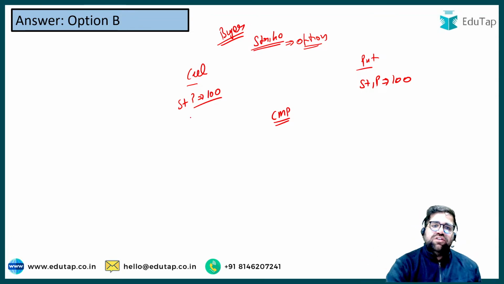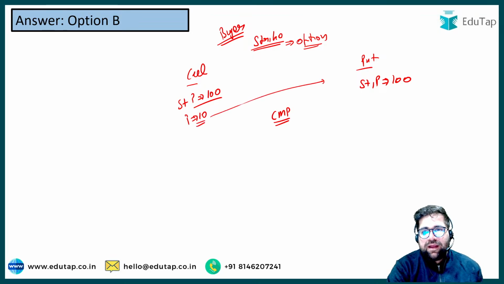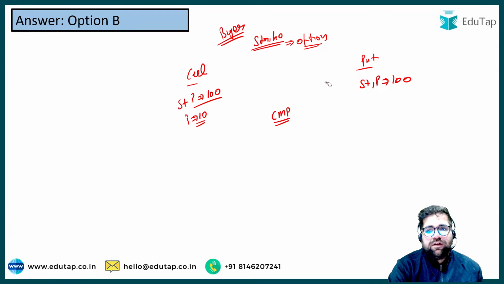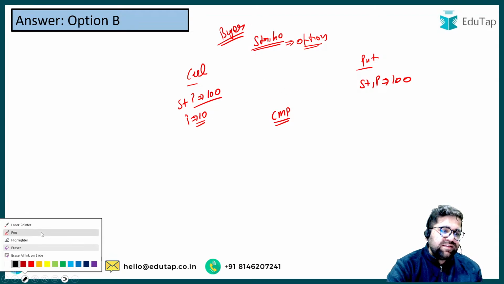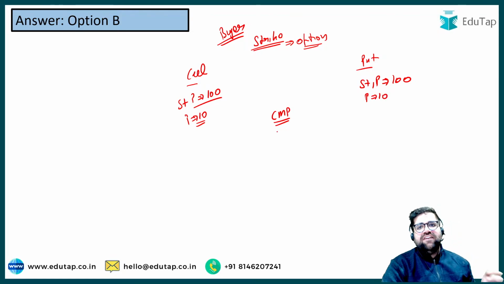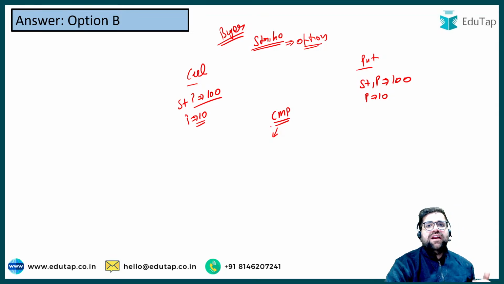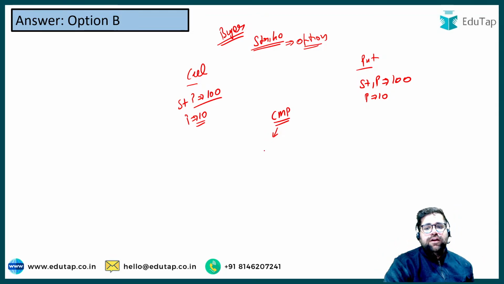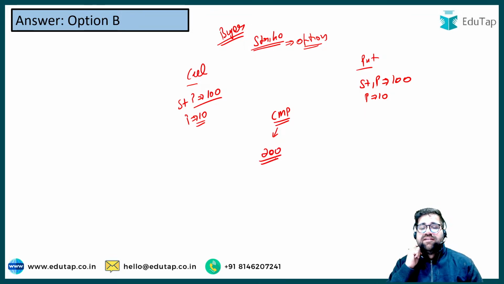Okay, so assuming that the premium here is rupees 10, which will be paid by the buyer to the seller. Do remember, in both the cases the premium is rupees 10 only. Now let's take one particular case when the current market prices are well above the strike price. So let's assume that the current market prices are 200.